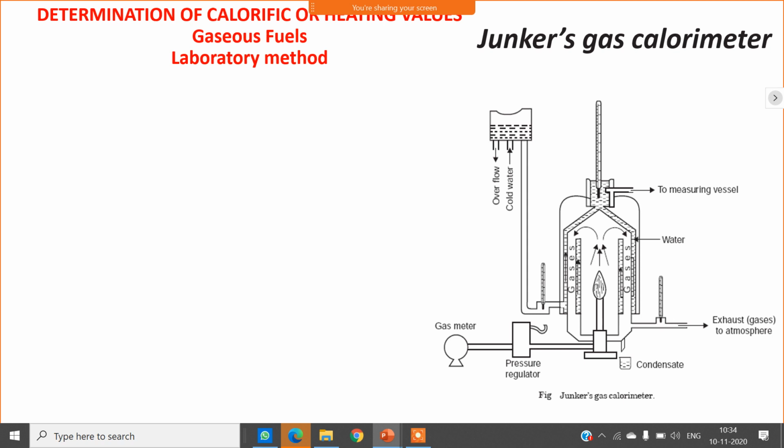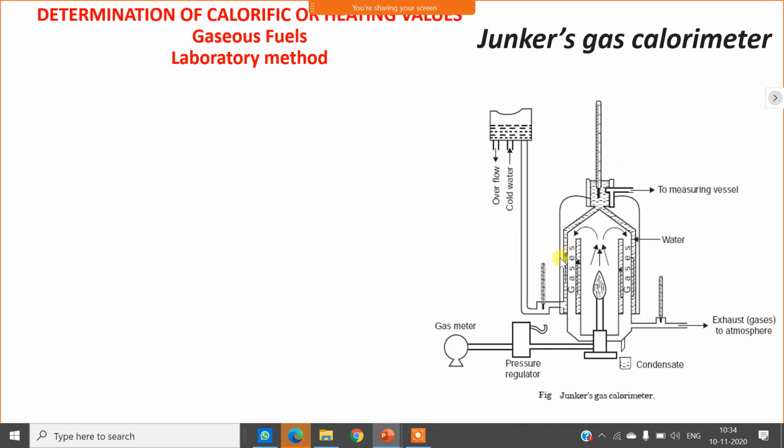Today we will discuss Junker's gas calorimeter. We have already seen the bomb calorimeter. Junker's gas calorimeter is the same as the bomb calorimeter. The only difference is that in the bomb calorimeter we determine the calorific value of liquid and solid fuels, but in the Junker calorimeter we determine the calorific value of gaseous fuel.